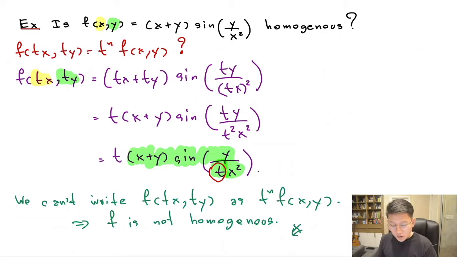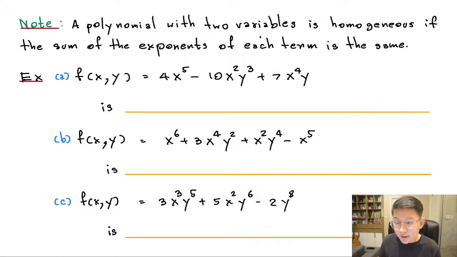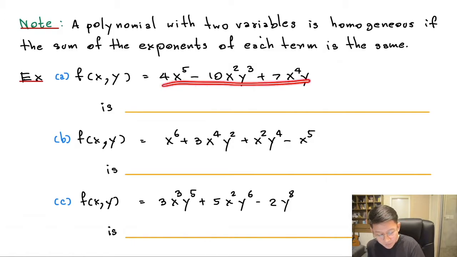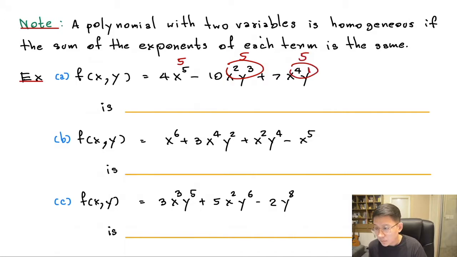So, this is a small trick here. A polynomial with two variables is homogeneous if the sum of the exponents of each term is the same. So if you look here, this is the polynomial, right? The sum of the exponents here is 5, and the sum of the exponents here is 5 as well. It's 4 and 1. So if it's 5, 5, 5, it means that this f is homogeneous.